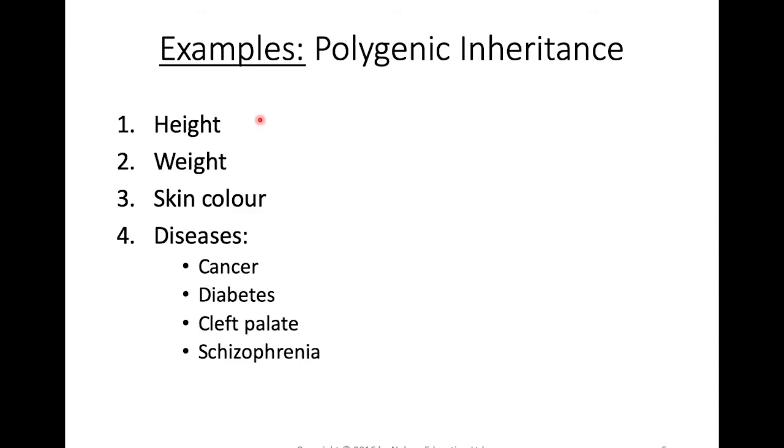Okay, so not only height, some other examples are weight, skin color, and then also a number of diseases. Right? Remember, polygenic inheritance is where there isn't just a black and white, there isn't a dominant and a recessive. You have multiple factors, multiple genes that are playing a role in the expression of that trait. And as a result, the phenotypes that you see vary significantly.